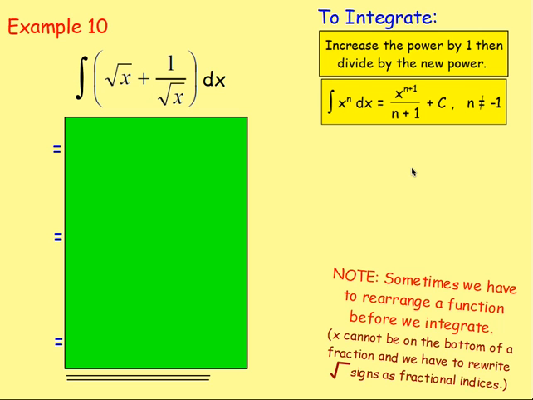Example 10. Integrate the square root of x plus 1 over the square root of x.